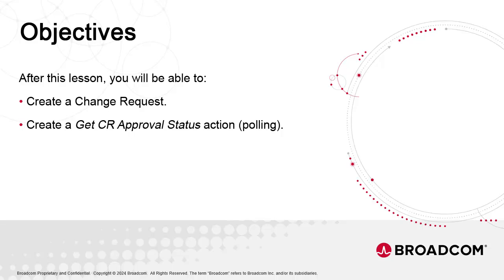Consequently, it's very easy to build a post condition that polls for any value and then withholds execution based on this value. In this respect, we have one important action, Get CR Approval Status, which can determine if a CR has been approved. We'll condition an Automic process on the state of the approval using post conditions.